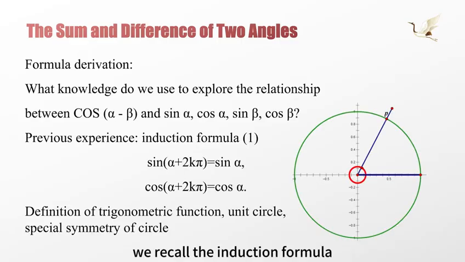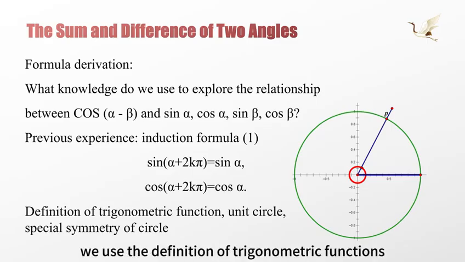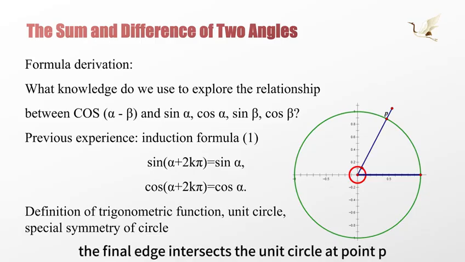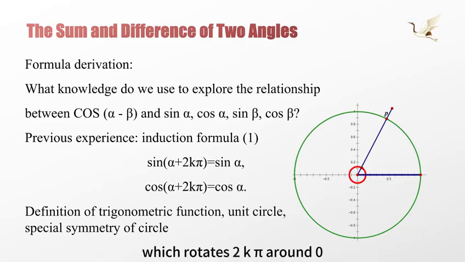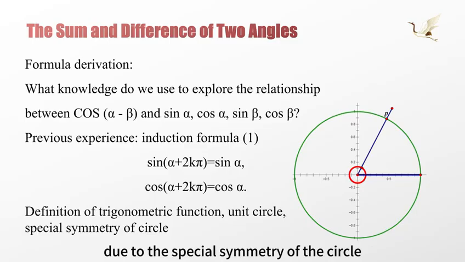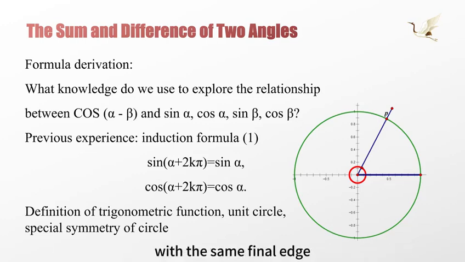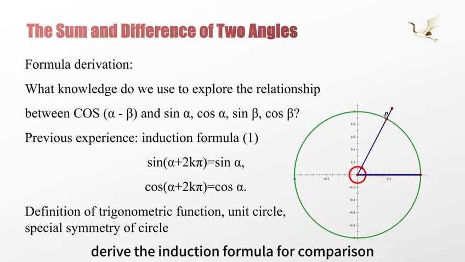We recall the induction formulas. When deriving the induction formulas, we used the definition of trigonometric functions and the unit circle. For induction formula 1, the terminal side intersects the unit circle at point P, which rotates 2k pi around point O. Due to the special symmetry of the circle, this point remains on the circle and its position remains unchanged. So we obtained the same trigonometric function values for the same terminal side. Let's derive the new formula by comparison.